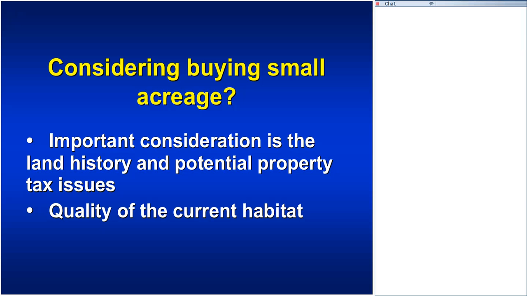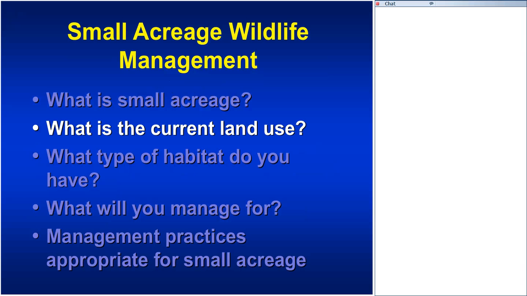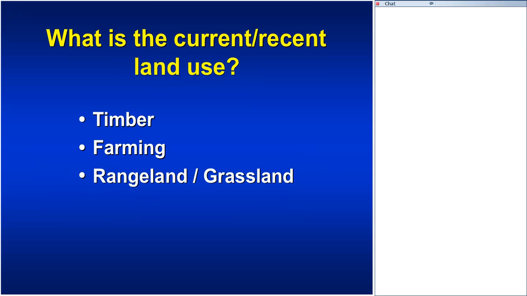Next, what's the current land use for your property? What do you have? Is it timber? Is it farming land, cropland, or is it rangeland or grassland? And there are certainly going to be properties that have a combination of these.